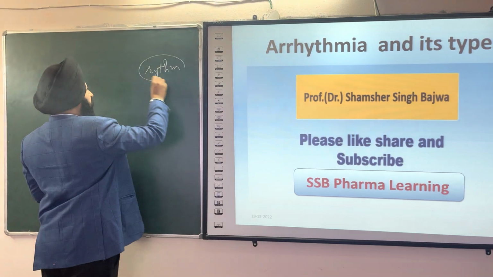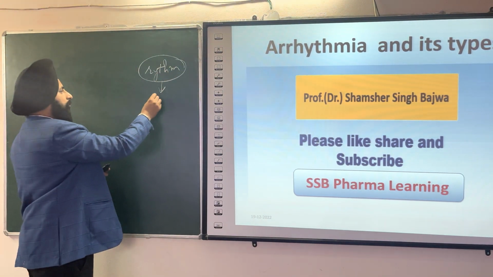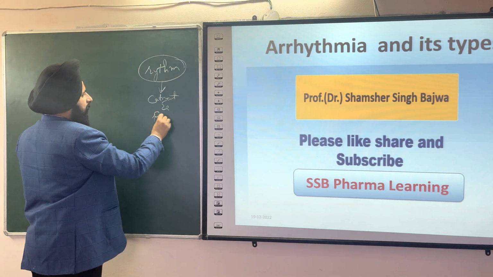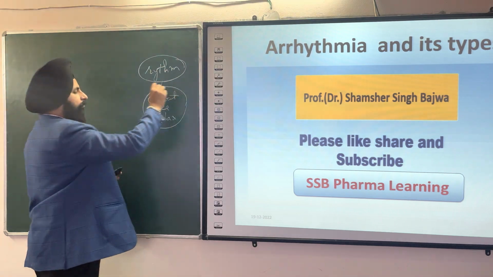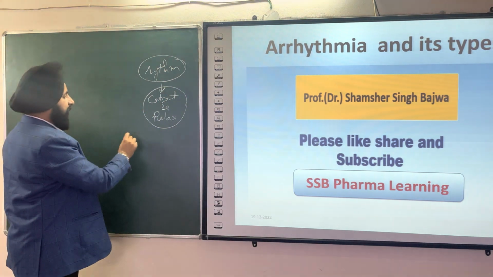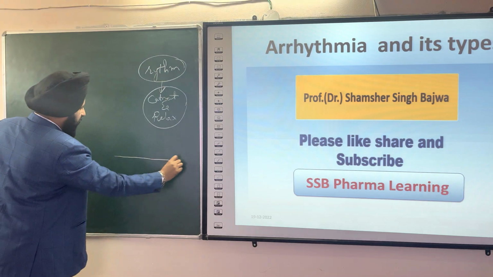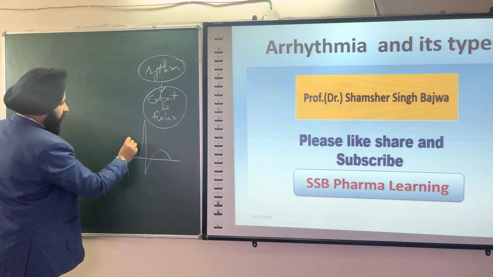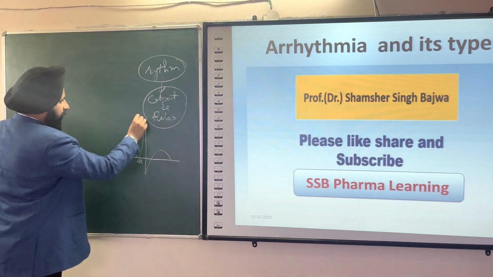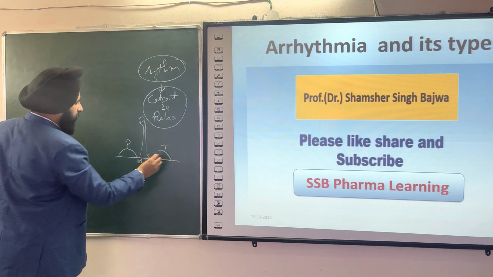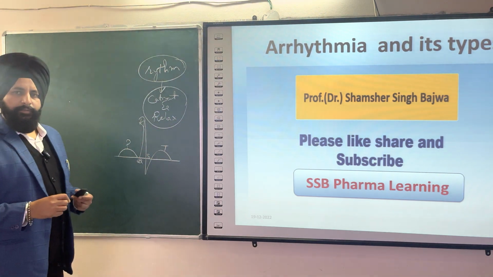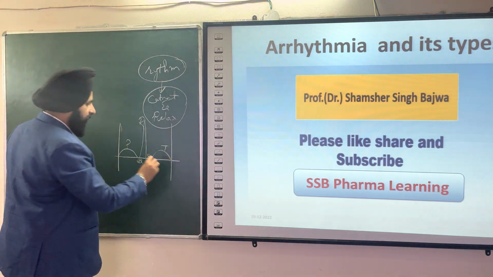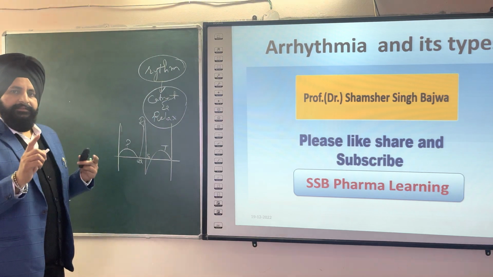Rhythm is the process by which the heart shows contraction and relaxation in a normal process, that means in a rhythmic process. Whenever you see the PQRST interval, this PQRST interval consists of these points, that is P, Q, R, S, T. This PQRST indicates your cardiac output, that is the process where your heart contracts.